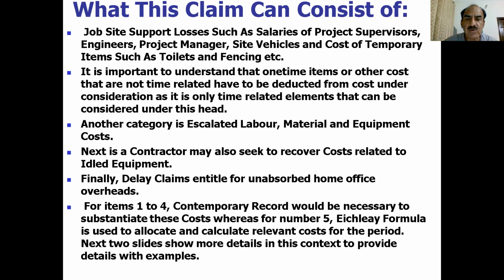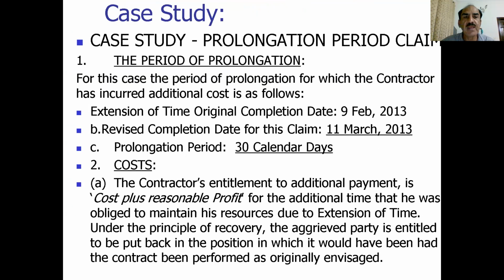Next, a contractor may also seek to recover costs related to idle equipment. Finally, a delay claim is entitled to unabsorbed home office overheads. For items 1 to 4, contemporary records would be necessary to substantiate these costs, whereas for number 5, the home office, the Eichleay formula is used to allocate and calculate relevant costs for the period. The next two slides show more details of these cost components.